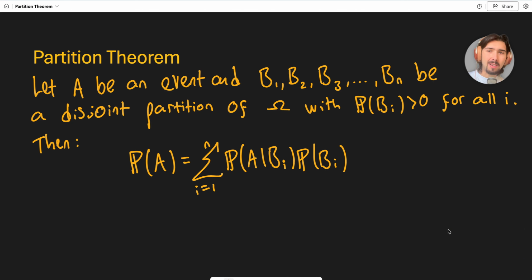So let A be an event and B1, B2, B3 all the way up to Bn be a disjoint partition of omega, the sample space, with the probability of each Bi being greater than 0. Then the probability of A is the sum of the probabilities of A given each Bi times the probability of Bi. And that's for each i from 1 to n.